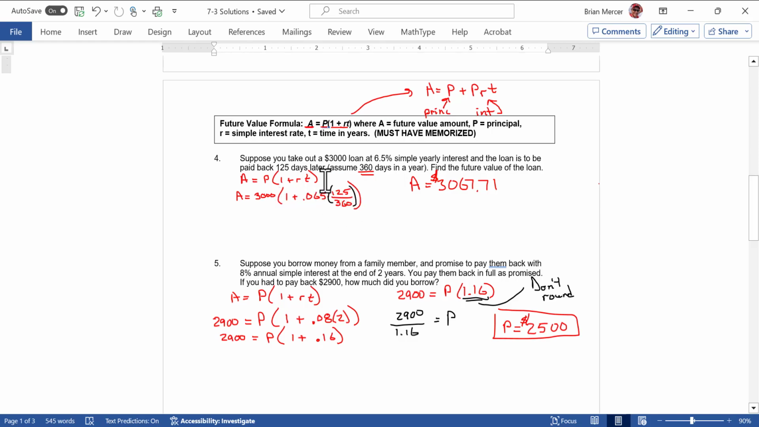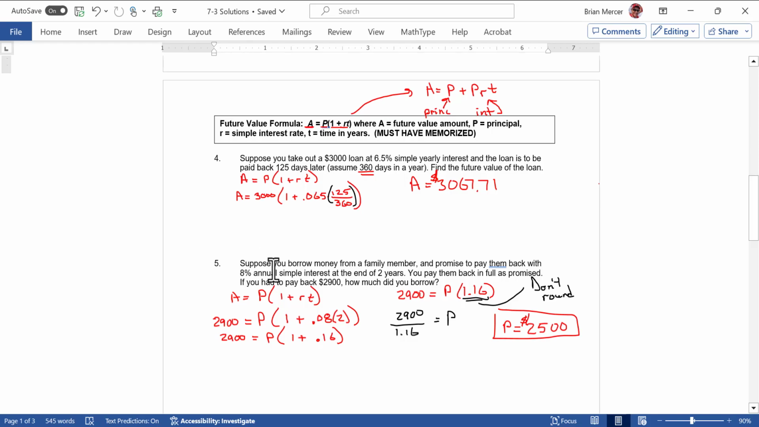So you do that calculation, and what this tells you is the total value of the loan. So that's $3,067.71. So that's the total value that's owed 125 days later.